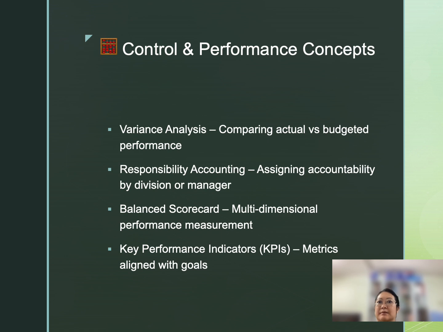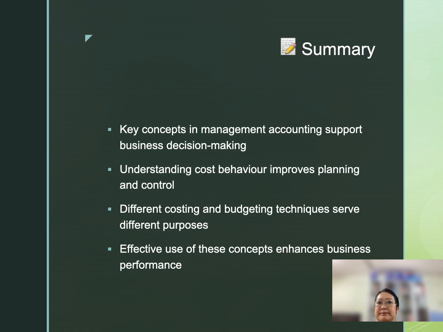To keep performance on track, we use tools like variance analysis to compare actual results against the budget. Responsibility accounting holds specific managers accountable for the parts that they control. We also use balanced scorecards and KPIs, key performance indicators, to track both financial and non-financial outcomes.